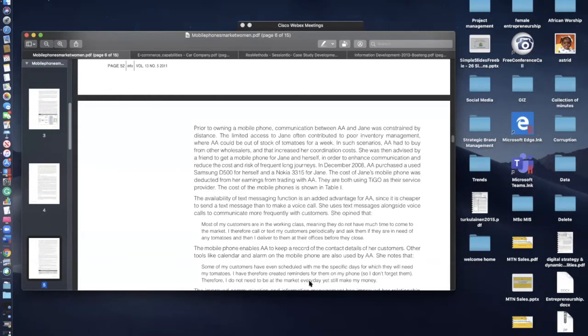So all of this is coming together to establish a pattern that AA is using text messages and the mobile phone functionalities, and the mobile phone functionalities are generating specific value to her. So in your internal validity, what we want to try and achieve is that you have given enough information.